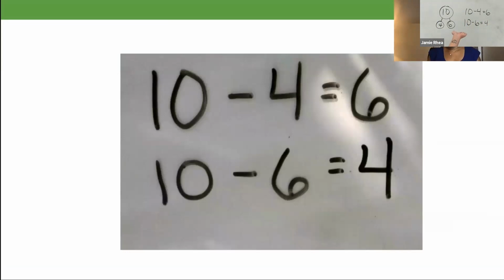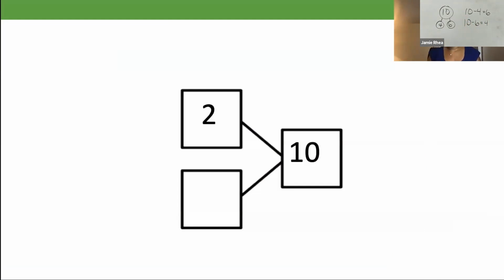Did you write 10 minus 4 equals 6 and 10 minus 6 equals 4? Yeah, we did. An awesome job. Let's try another one. Okay, so if 10 and 2 are our parts, we can go ahead and fill in the parts we know. 10 minus 2 equals what?